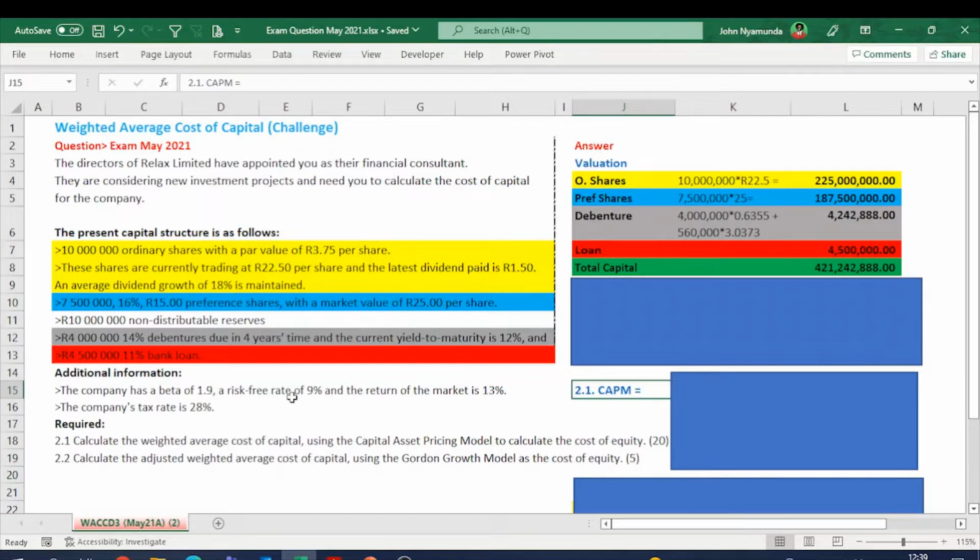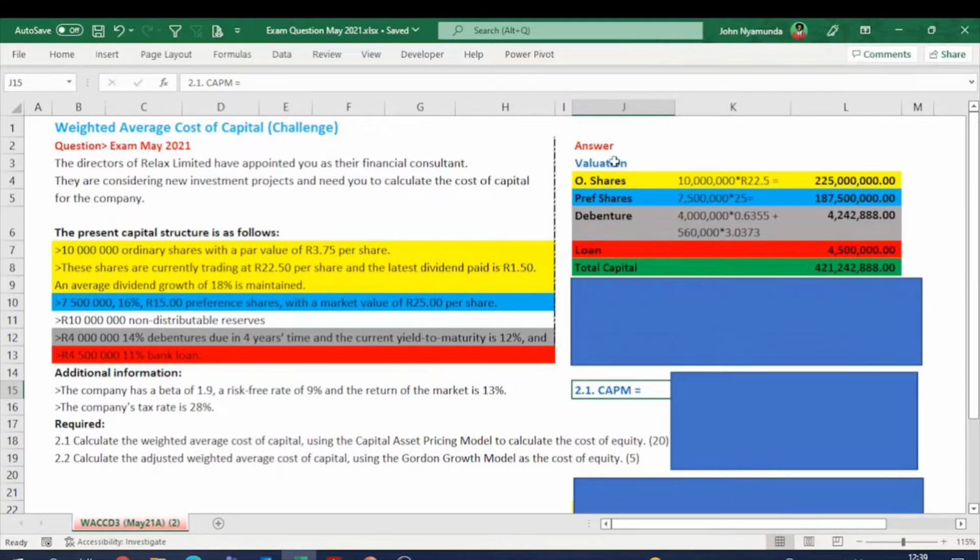Remember, we said we are going to follow the 3-step approach. First, you find the valuation. Second, find the individual costing. Third, you calculate the weighted average cost of capital. This looks intimidating, but if you break the question into those steps, it becomes very simple. And in this example, I have color-coded it. So yellow is ordinary shares.